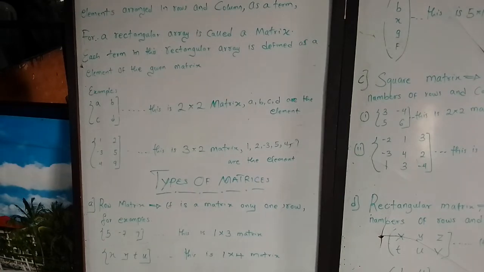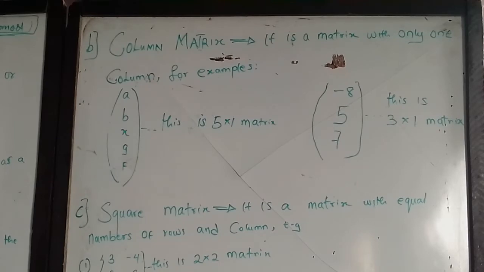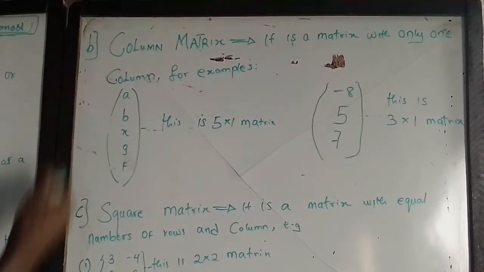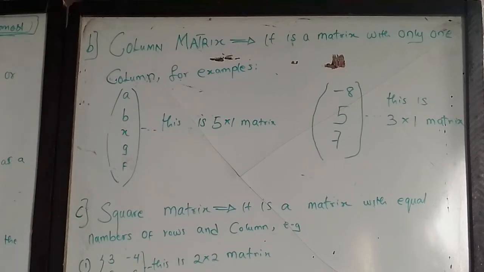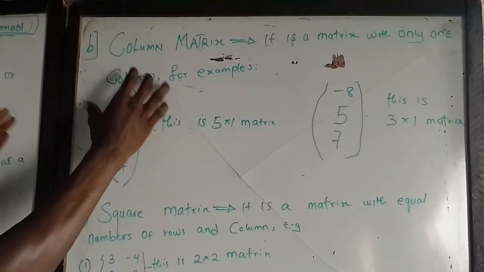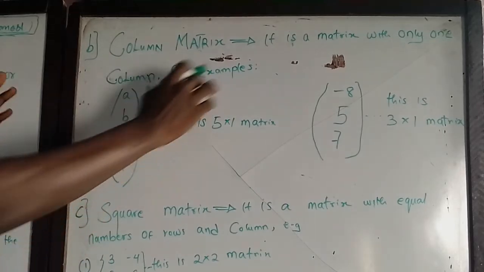Column matrix. So now we have the column matrix. The first type we have is the row matrix, and the number two is the column matrix. These are the most important ones we are supposed to know. So now we have treated the row matrix, and now the column matrix, which is a matrix with only one column.